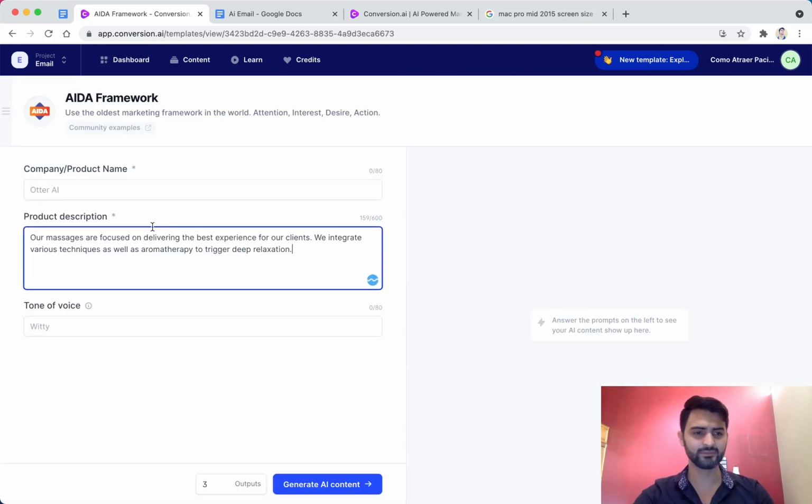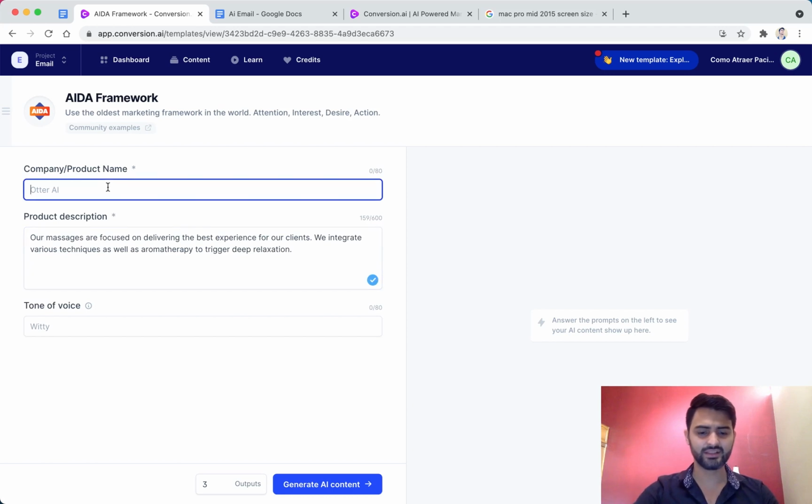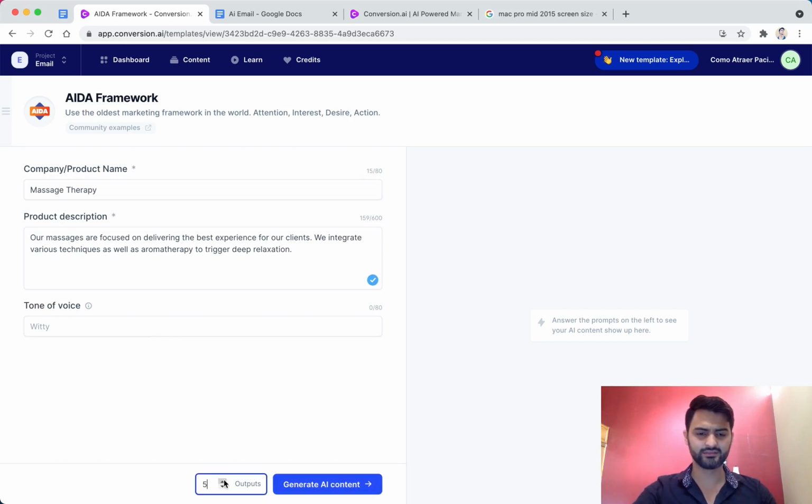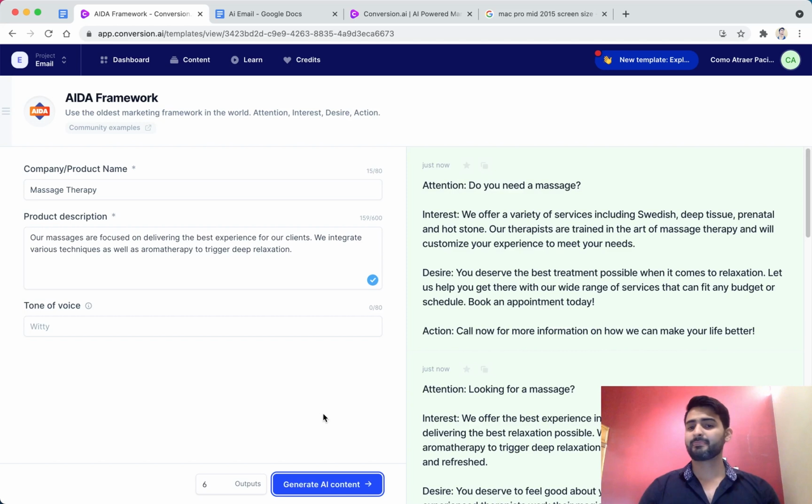So again, I'm going to paste my product description. And what is my product? Massage therapy. And just generate more content. I'm actually gonna output 6 different contents. That's what I just did. I increased the output content. And I'm just gonna wait for it to spill out some content for me. I'm gonna grab the best one and paste it into my Google Doc.